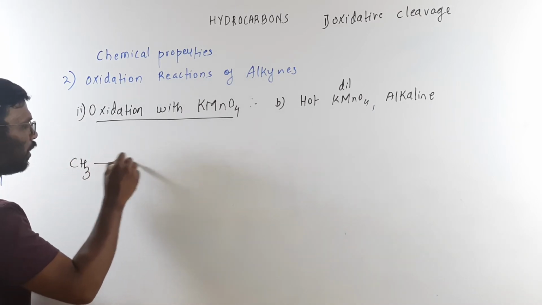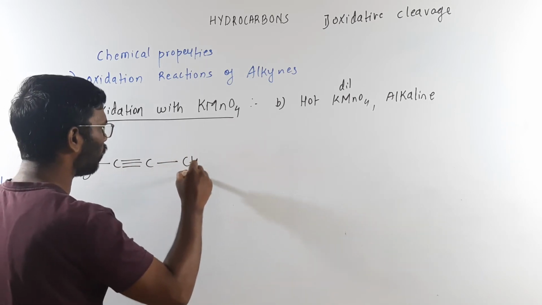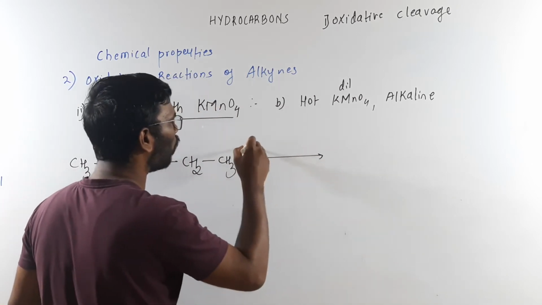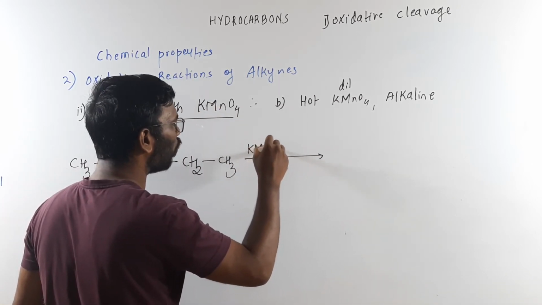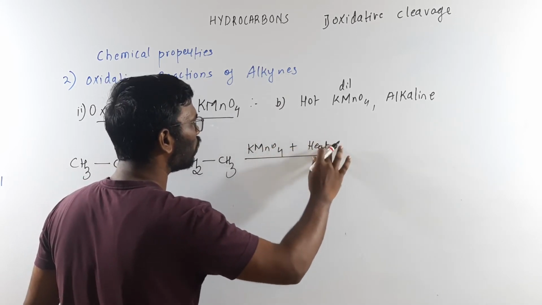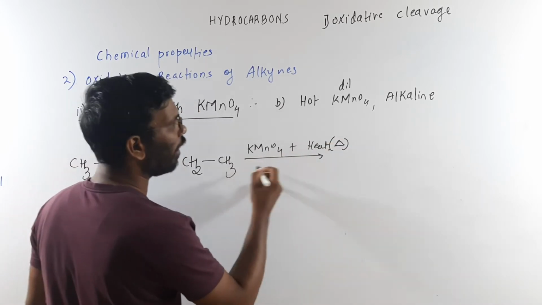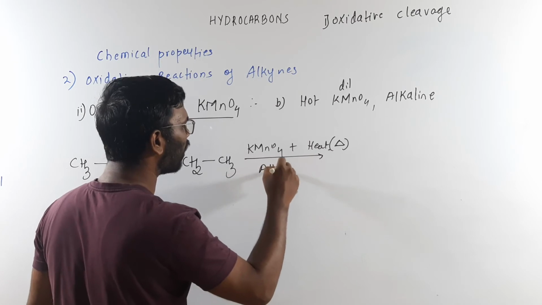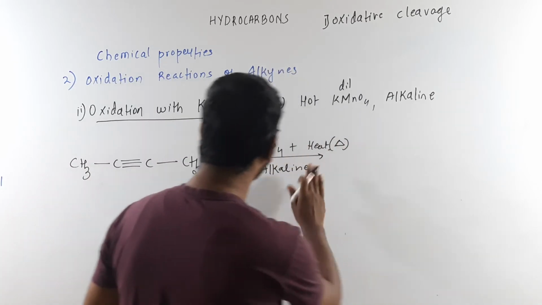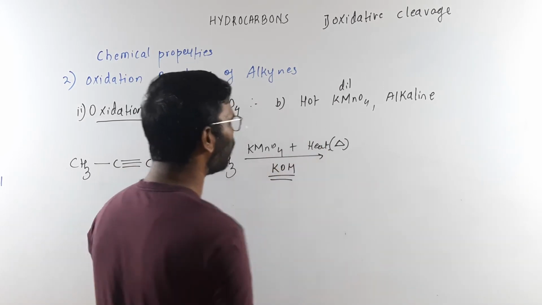CH3, C triple bond, CH2, CH3. And you are using KMnO4 with a little amount of heat. Heat will also be represented by this delta H, remember. And the medium is alkaline. Alkaline means we can take mediums like KOH.